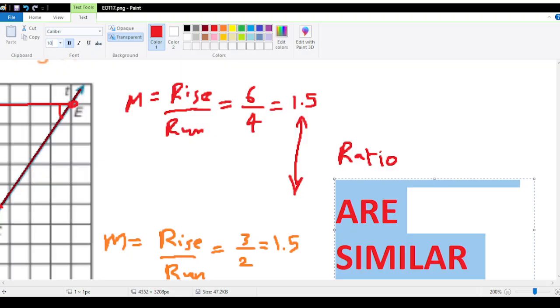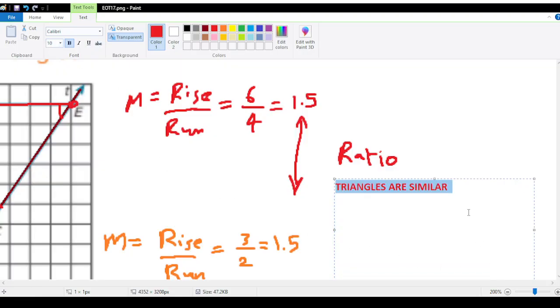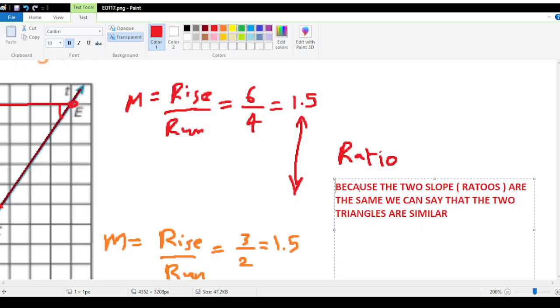Because the two slopes or ratios, let's say, are the same. Can you read what I wrote? Similar because two slope brackets ratio are the same. We can say that the two triangles are similar. That's correct.